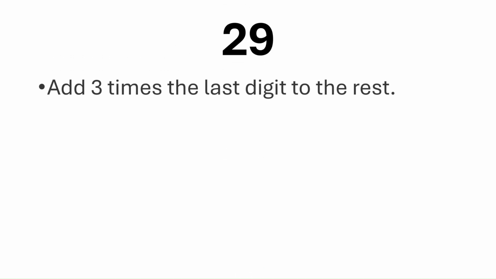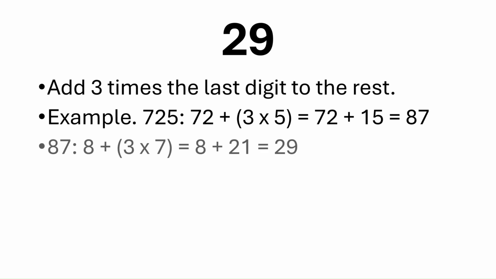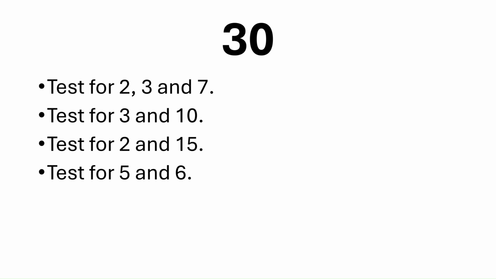29. Add 3 times the last digit to the rest. Example: 725. 72 plus 3 by 5 equals 72 plus 15, which is equal to 87. You can repeat till you get an obvious multiple of 29. 87: 8 plus 3 by 7 equals 8 plus 21, which is 29. 30. Test for 2, 3, and 7. Or test for 3 and 10. Or test for 2 and 15. Or test for 5 and 6.